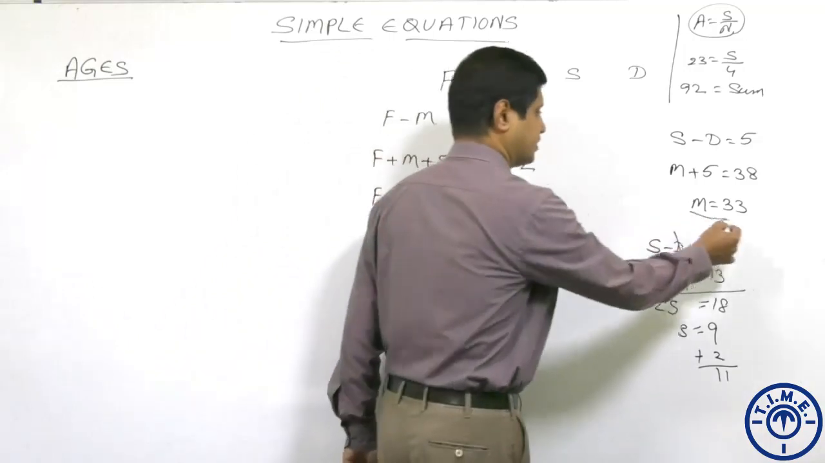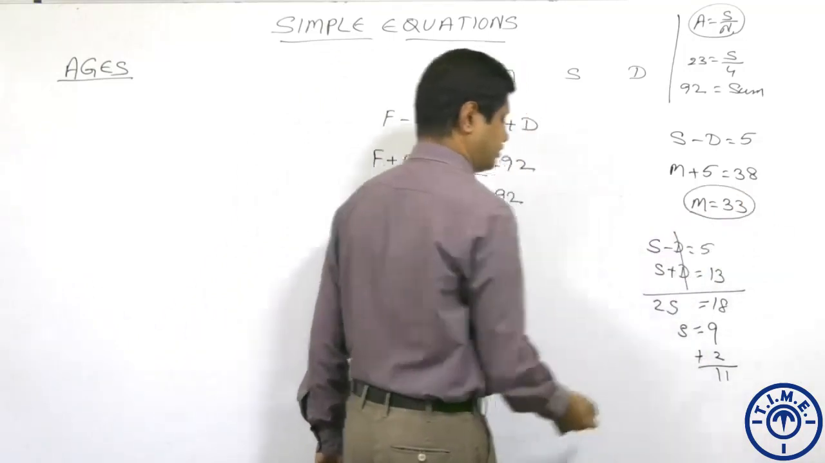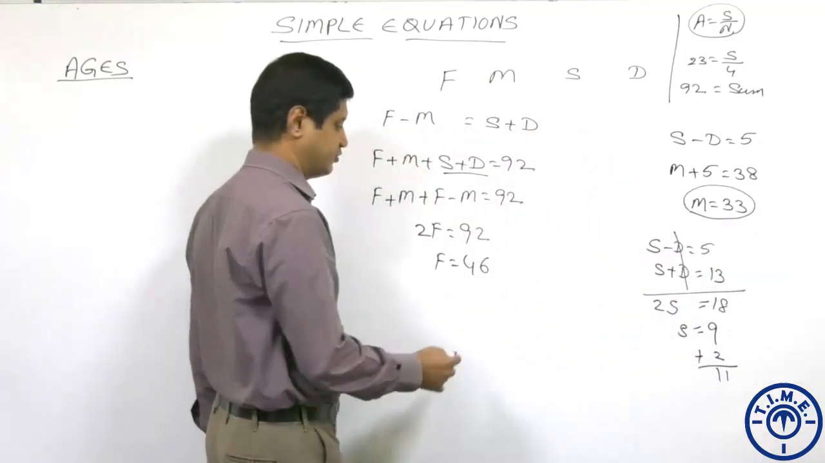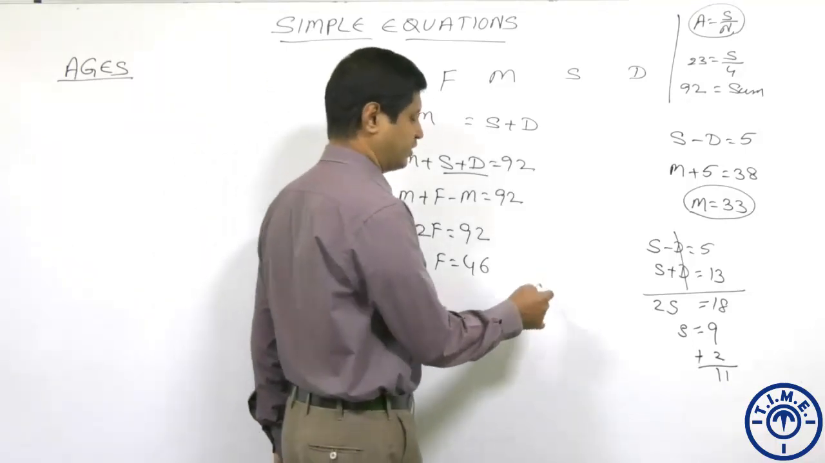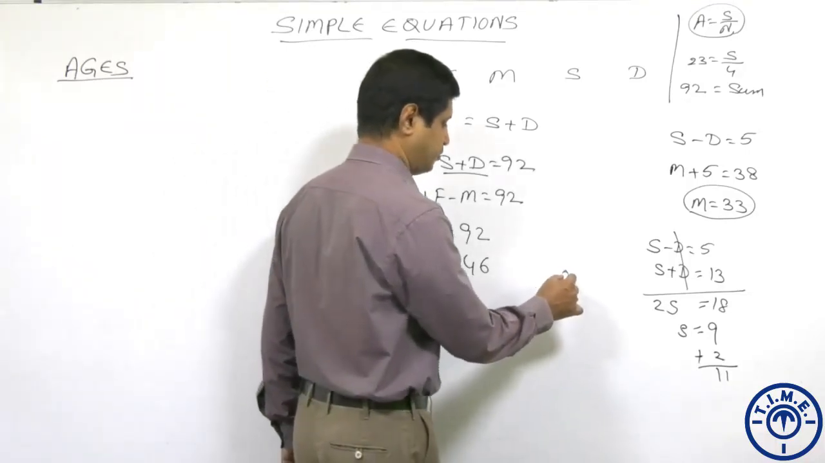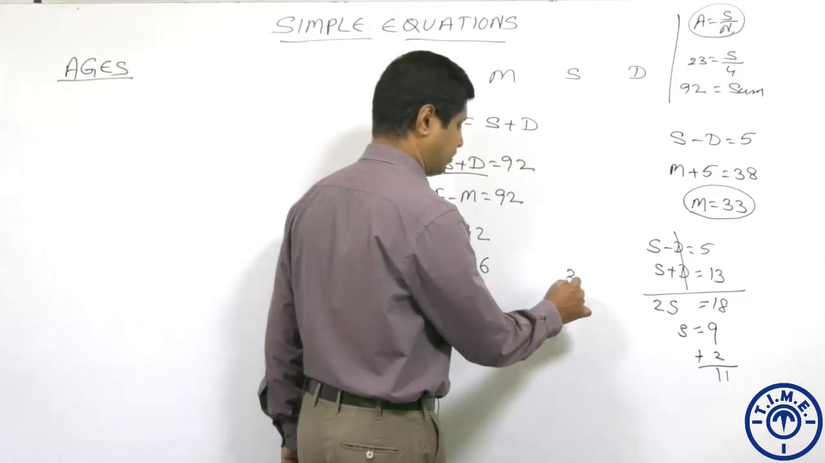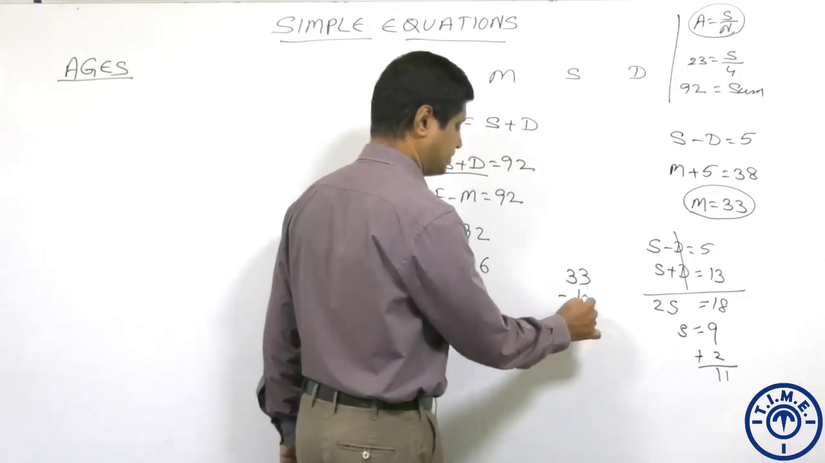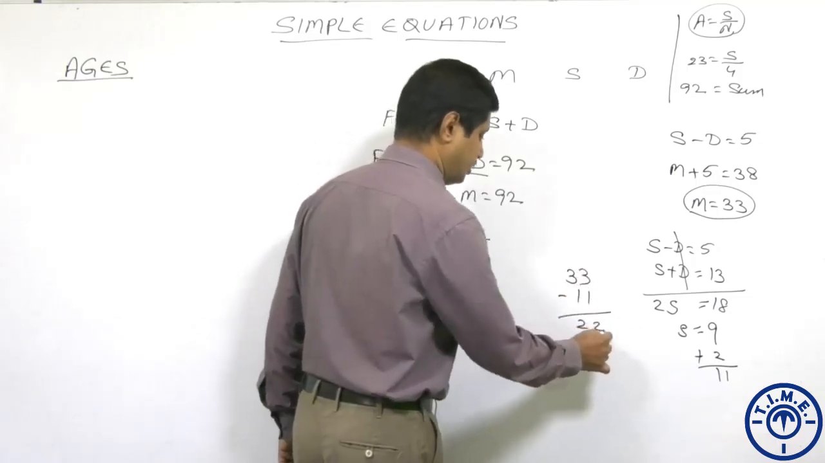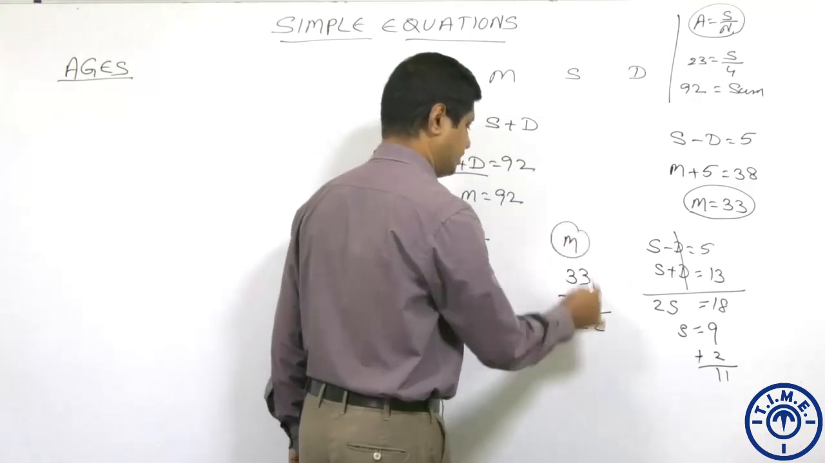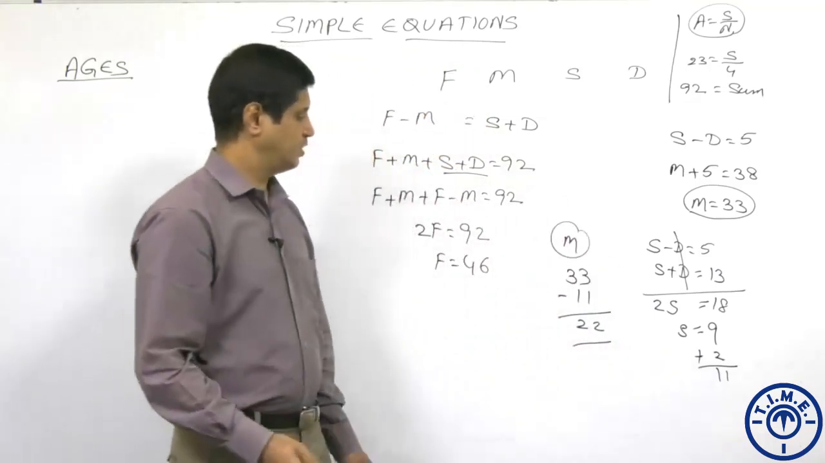Present age of the mother is 33. Now 11 years ago, marriage took place. So what was the age of the mother at the time of marriage? The mother's age at the time of marriage is 33 minus 11, which is 22. This is the answer. Now the option for this is 4.